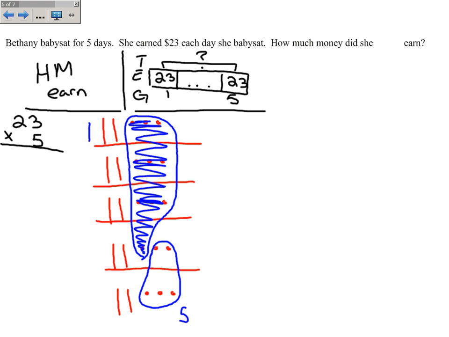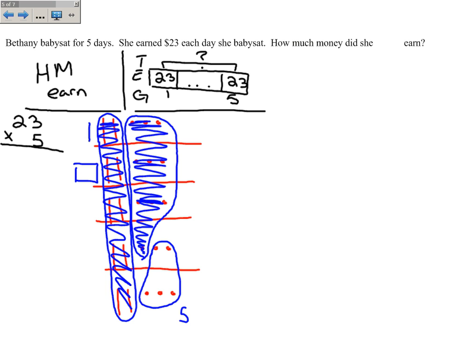Next, I've got to regroup my 10s. I've got 1 2 3 4 5 6 7 8 9 10. I have 10 10s. I can trade those 10 10s in for 100. There's my 100. Again, I'll scratch through these. So we're getting rid of those. And how many do I have left? I've got 1 10 left. And lastly, now I count my hundreds. How many hundreds do I have? I've got 1 100. So my product should equal 115.